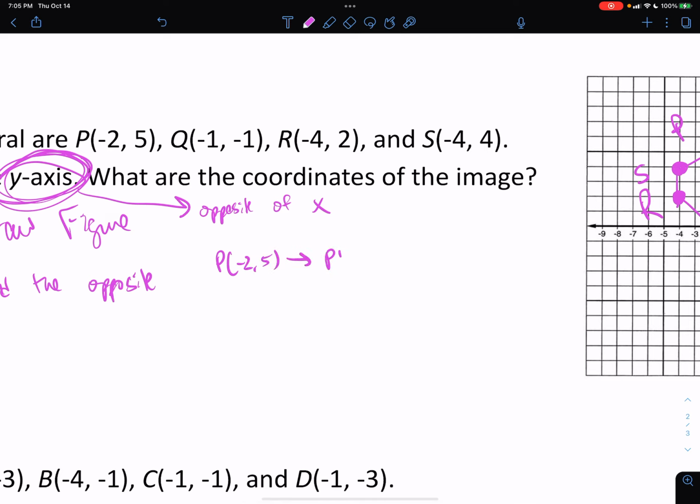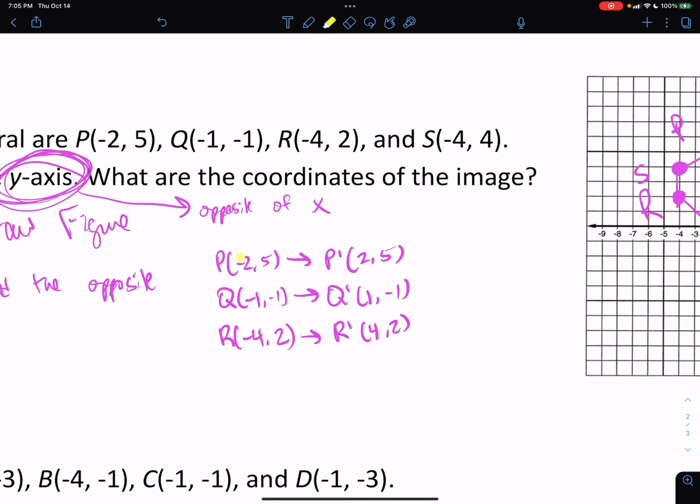So in this case, I would do exactly what I did in my previous example. P is (-2, 5), right? This would become, remember, I'm only finding the opposite of my x. So if it's a negative 2, it would become a positive 2, so (2, 5). Let's find Q, it would be (-1, -1). Q prime would be (1, -1). R, you start at (-4, 2). This would become R prime of (4, 2).